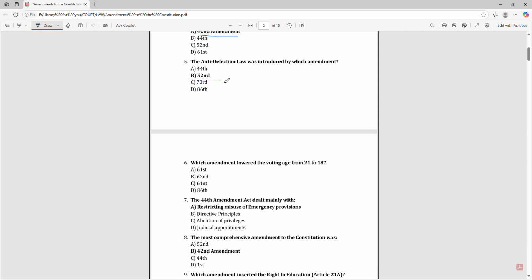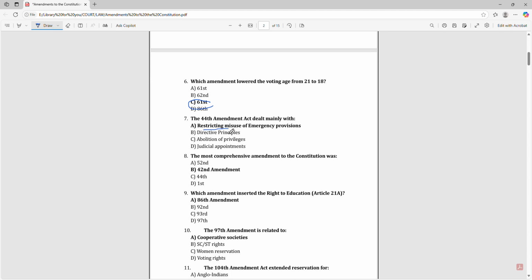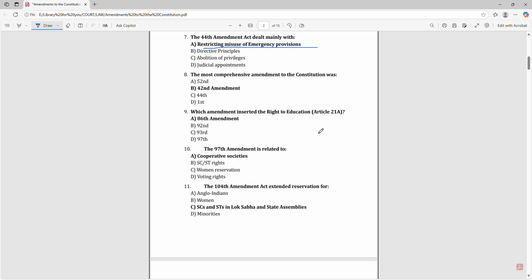52nd. Which amendment lowered the voting age from 21 to 18? 61. The 44th Amendment Act dealt mainly with restricting misuse of emergency provisions. The most comprehensive amendment to the Constitution was 42nd. Which amendment inserted the right to education? Article 21A, 86th Amendment. The 97th Amendment is related to cooperative societies.